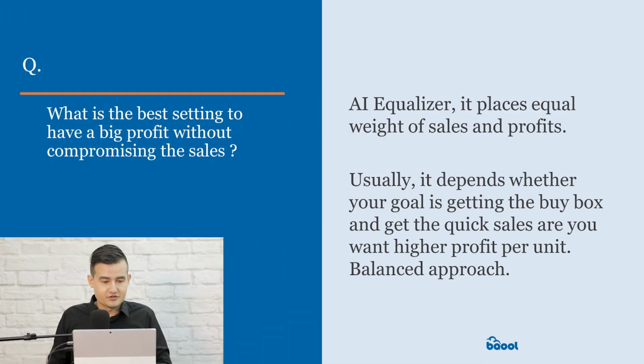And then the next question we got is, what's the best setting to have a big profit without compromising the sales? Well, the best way is the AI equalizer. It places an equal weight on sales and profits. And usually it depends on what your goal is, whether it's to get the buy box or a quick sale. But this balances out. So this is a good question that people ask.